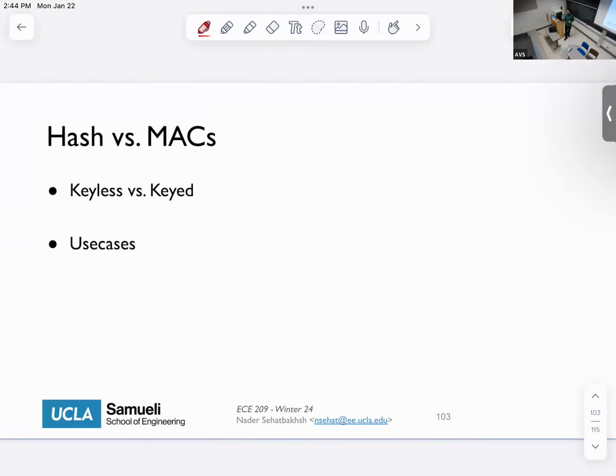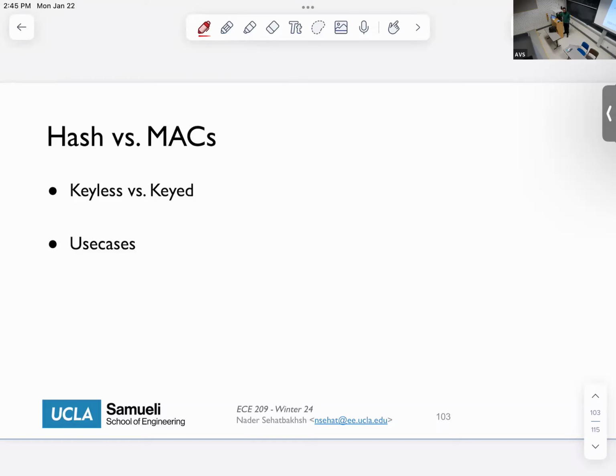So the difference between hashes and MACs: they're relevant, but they're not the same. First of all, hashes are keyless. In other words, anybody can compute a hash. There is no secret about computing a hash. The adversary can compute a hash, you can compute a hash, anybody can. The security notion of a hash is that I cannot find the message that corresponds to this hash. I cannot reverse it, in other words. But I can compute it. So it's similar to the notion of asymmetric encryption, where even the adversary can compute, but the adversary cannot reverse. MACs are different.